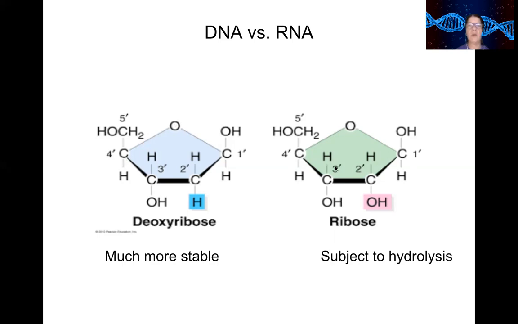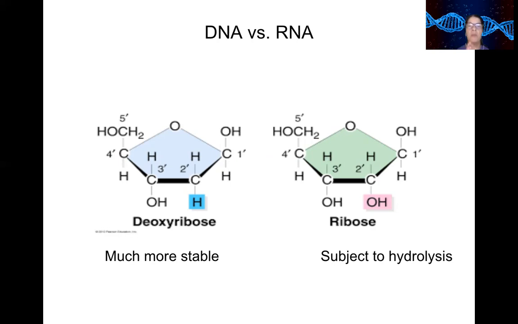So what do you notice? At the 2nd carbon, where it says 2', deoxyribose has a hydrogen. Ribose has a hydroxyl group. So the presence or absence of a single functional group, remember, can make or break someone, right? It changes the property of that molecule, and therefore it changes its function.